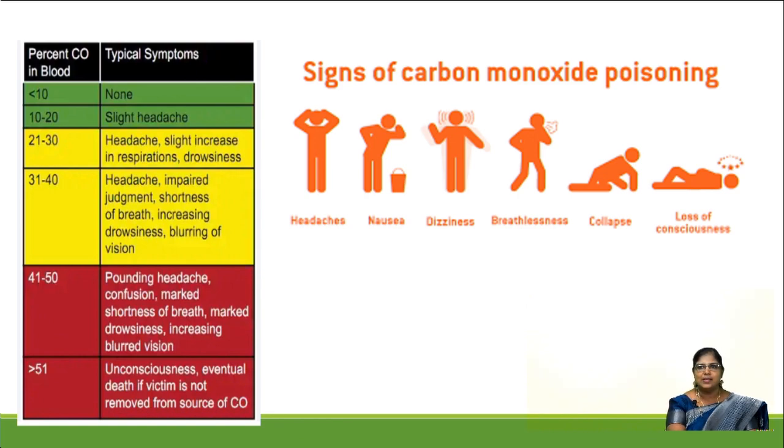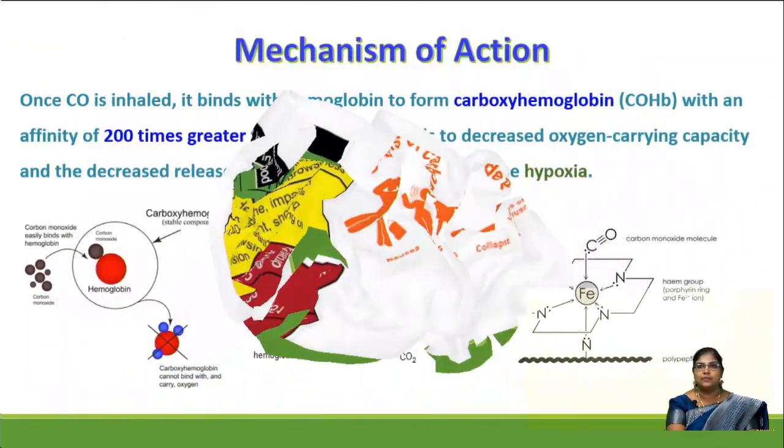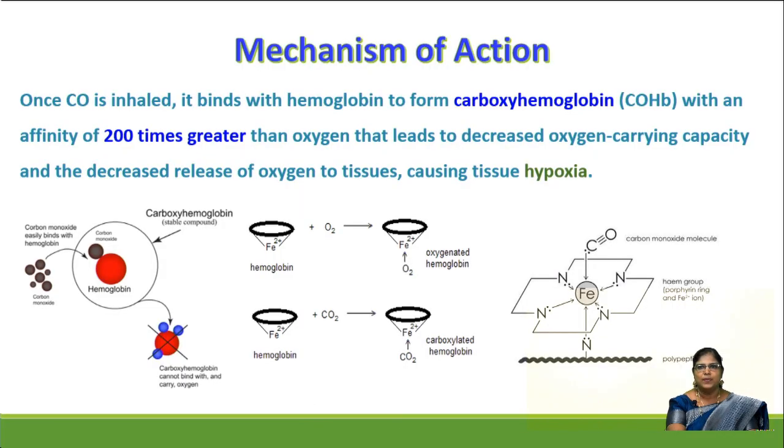So, the percentage of the carbon monoxide intake will decide what symptoms we are going to have. If the percentage of intake is less than 10, then we will not have any symptoms. But if it is above 10, then we will have headache, and you can see that if it is greater than 51, it will even cause death in human beings. How does this carbon monoxide act so that it is very fatal to human beings?